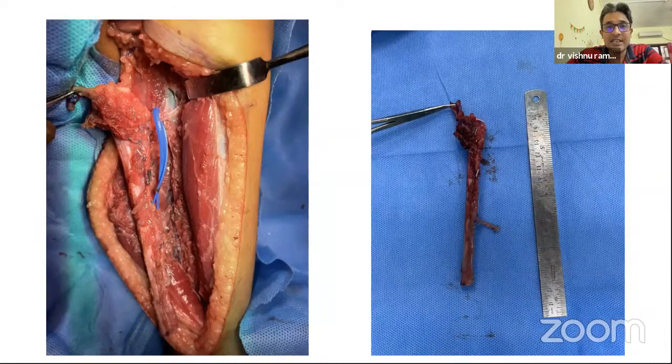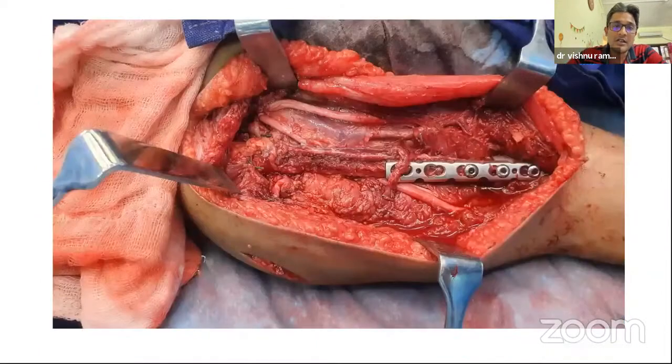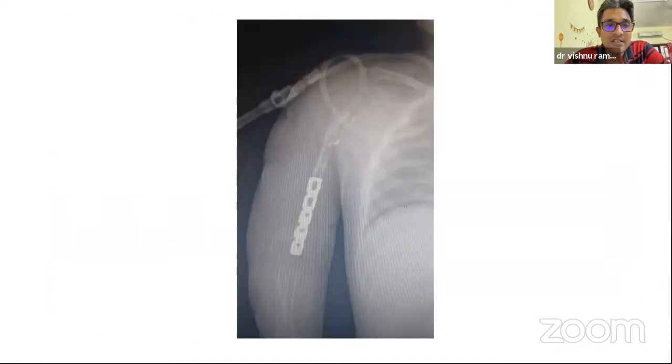And here you can see in the next picture, we have got a cuff of biceps also. Now here we have done a retrograde anastomosis. So we have anastomosed the distal end of the anterior tibial artery to the profunda brachii artery. So the vascularity will come in a retrograde manner, and we have secured it with plate and screws. Next, this is the immediate post-op X-ray. This patient was operated only a couple of months ago, so I don't have follow-up X-rays.